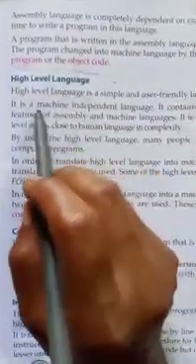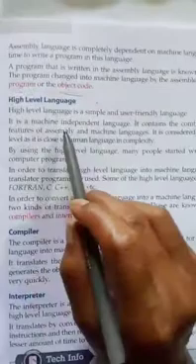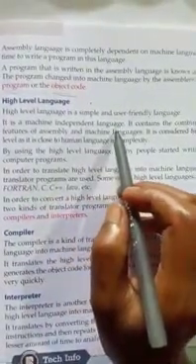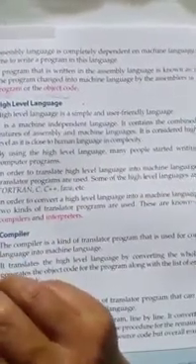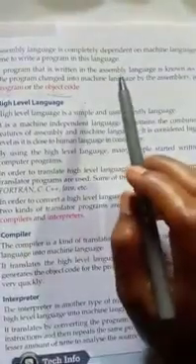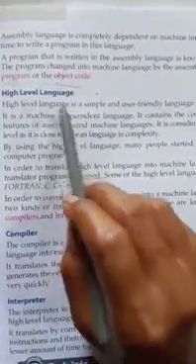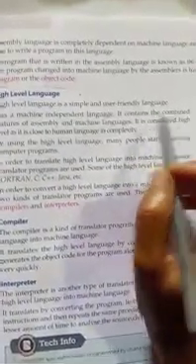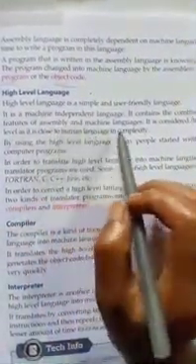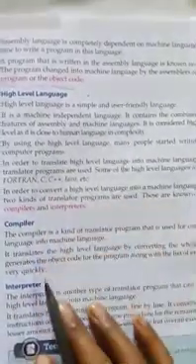Then high level language. High level language is a simple and user friendly language. It is a machine independent language. Machine language and assembly language completely depend on the machine, but high level language is machine independent. It contains the combined features of assembly and machine language. It is considered high level as it is close to human language in complexity.